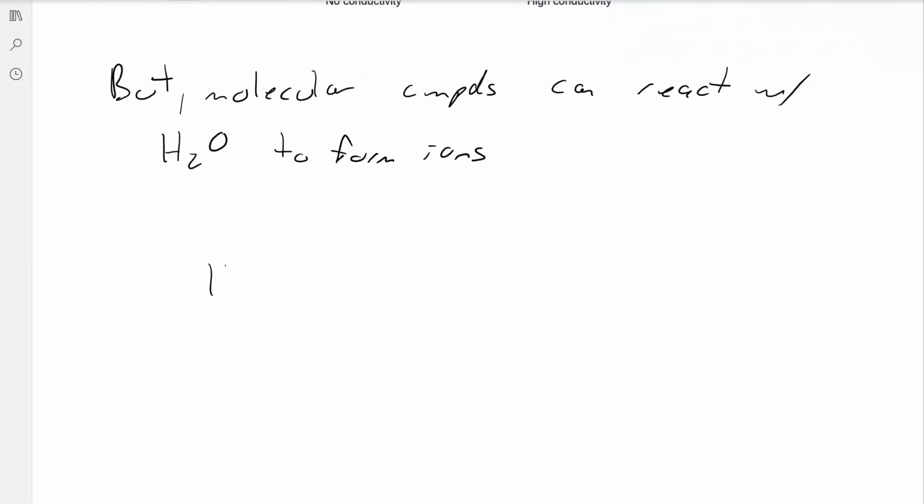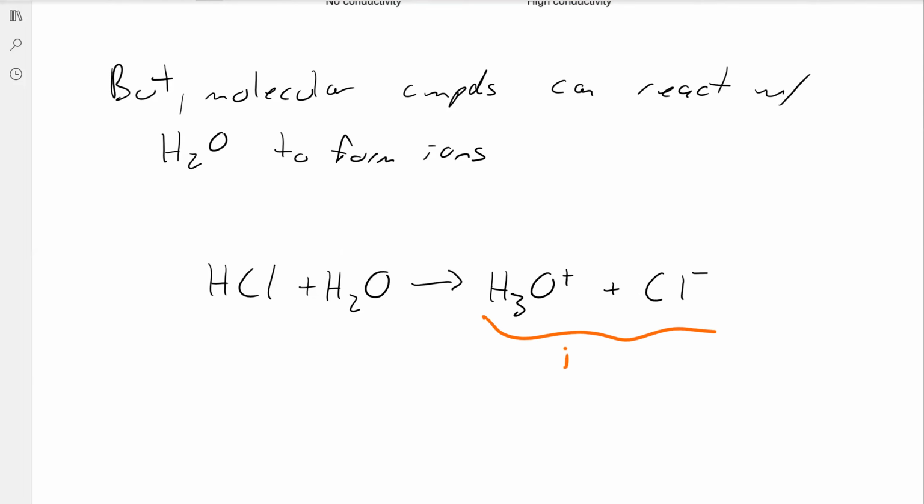So for example, if you have some hydrochloric acid and you add that to water, right? Hydrochloric acid is a molecular compound as we've learned. However, when it interacts with water, it will form a reaction where we form H3O plus and then some chloride, right? We thus have ions, and thus, even though we added a molecular compound, we've made an electrolytic solution. So the most common example of this is with acids and bases. And that's what we're going to take a look into next.